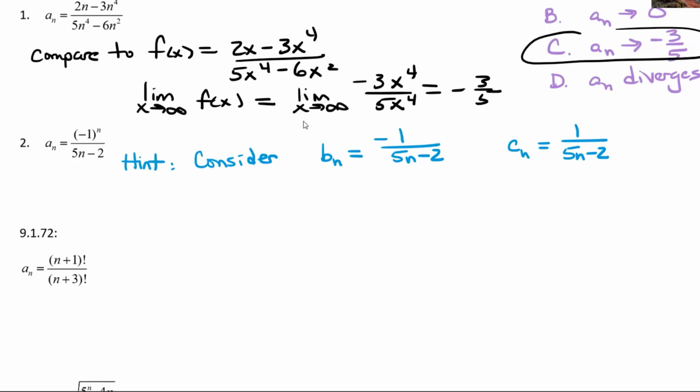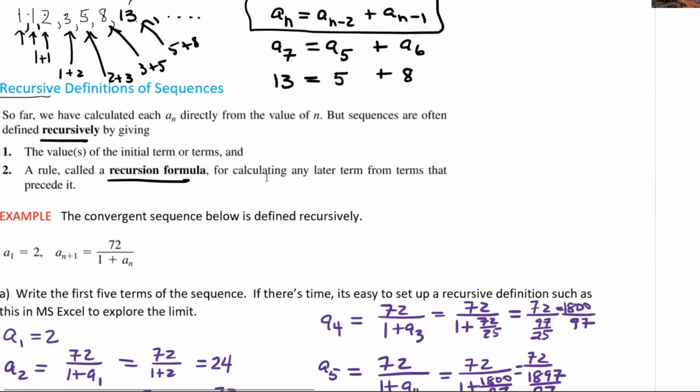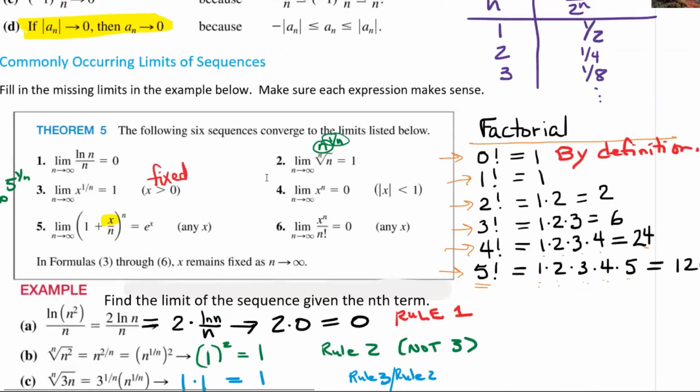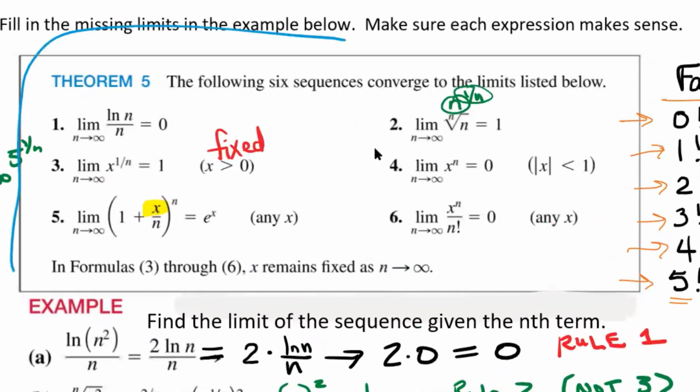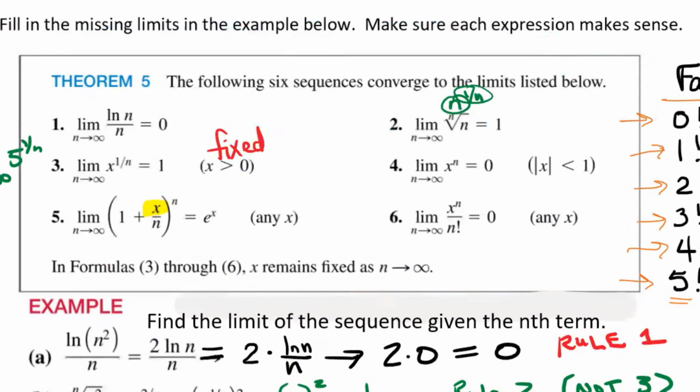So it's a two-part question, right? First, does it converge or not? And if it does converge, what does it converge to? So think about that for just a minute. And think about our different tools that we have, right? So we have different theorems. Like, for example, we know all of these facts that we could use.